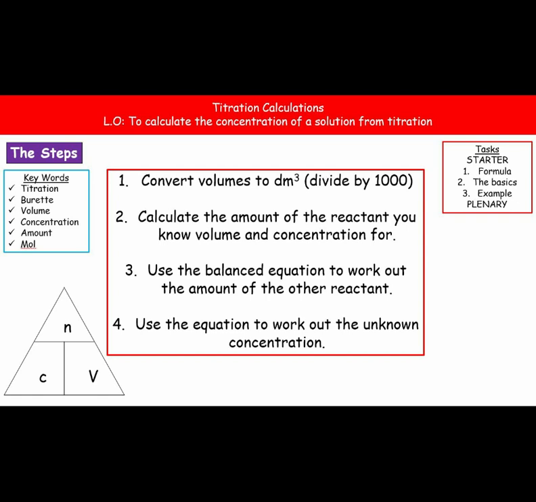Step 3 is we use our balanced equation to work out the amount of the other reactant, because remember, we can see whether it is 1 to 1, 1 to 2, whatever it may be, and then keep those proportions the same and apply that to the amount we just calculated in step 2. And then finally, step 4 is we use that same equation to work out the unknown concentration. So concentration in that case is the amount in moles divided by the volume. So those 4 stages are going to help you to solve any of these titration calculations.